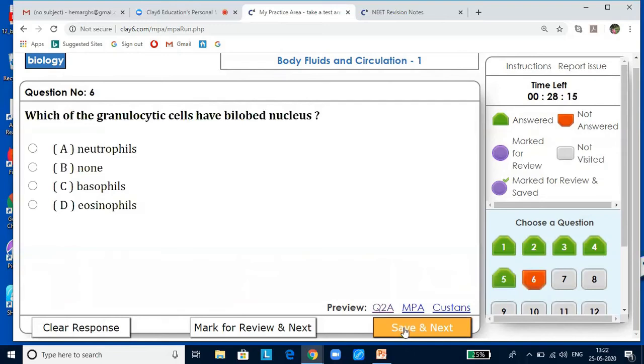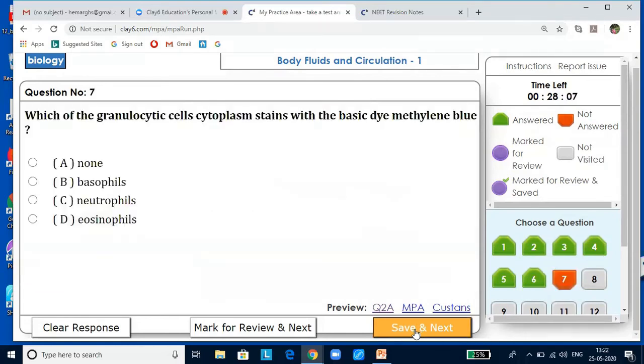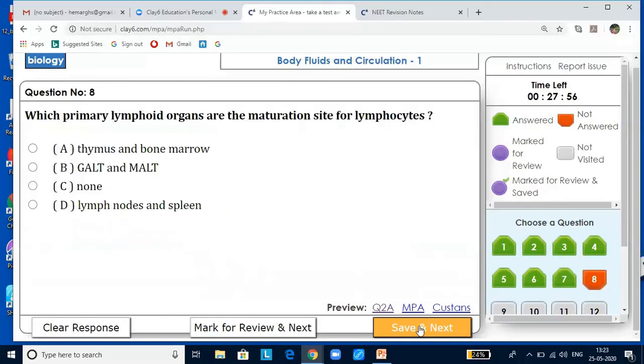Which of the granulocytic cells have a bilobed nucleus? Eosinophils. Which of the granulocytic cells contain cytoplasm that stains with the basic dye methylene blue? Basophils. Which primary lymphoid organs are the maturation site for lymphocytes? Lymph nodes and thymus and bone marrow.